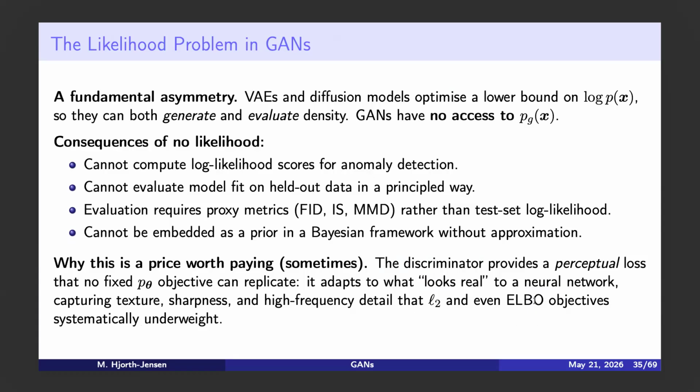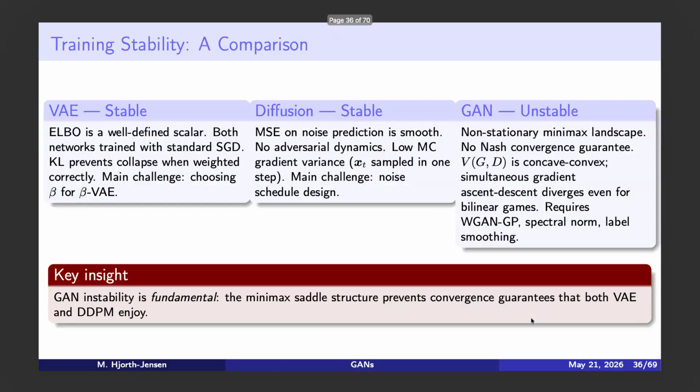And sometimes this standard approach with variational autoencoders and diffusion models, they actually don't approximate that well enough. So I put this up against each other, and you can use this as a kind of guidance for your own applications. Typically, the ELBO, which is this lower bound, is a well-defined scalar. Both networks trained with standard stochastic gradient descent work well, and the Kullback-Leibler divergence prevents collapse when weighted correctly. The main challenge is actually choosing the parameters for this variational autoencoder.